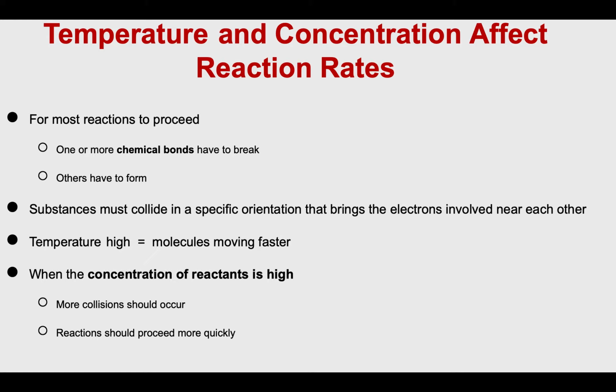Now this happens often when the temperature is very high, right? When we have high temperatures, the molecules are moving around faster. There's a greater chance of collision in the right way. This also happens when the concentrations of the reactants are high, right? We have more reactants, so we have more chances of those collisions happening in just the right orientation.